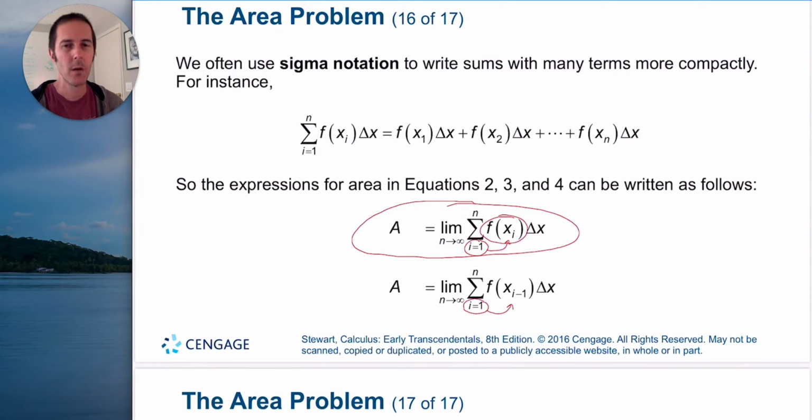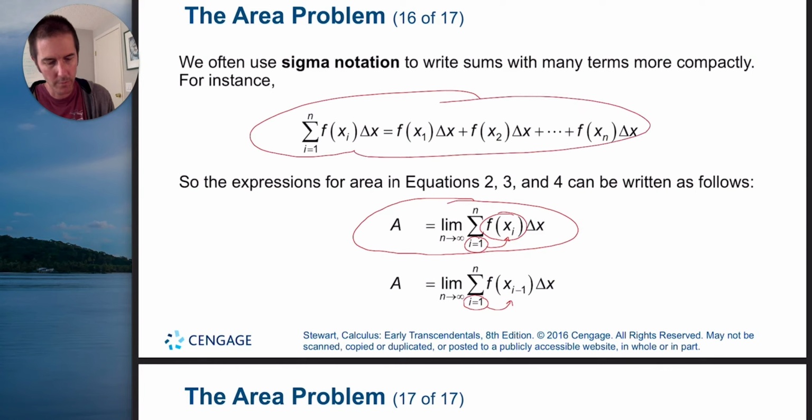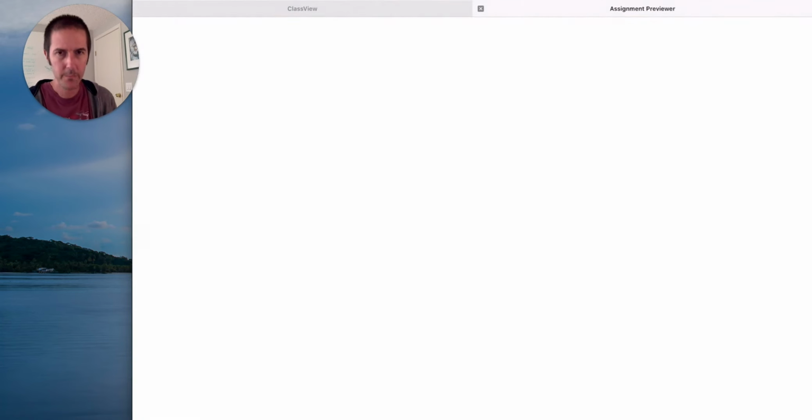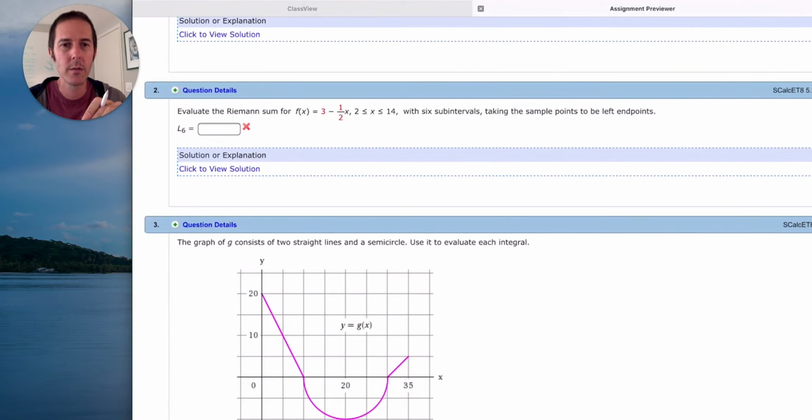Riemann, I forget Riemann's first name. Shame on me. Well, Riemann was a guy, and he came up with the idea of using all of these rectangles in order to find the approximate and then ultimately the exact area under a curve. And so the sum, this idea of adding all of these up, is the Riemann sum. And what this question is asking us to do is to find the left endpoint approximate area under this curve.